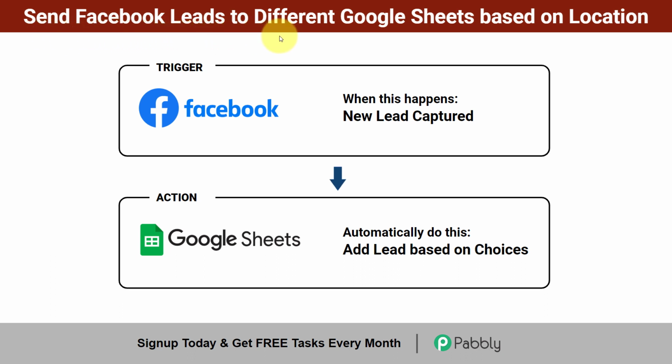How to send Facebook leads to different Google Sheets based on location automatically. So the use case here is I have created multiple spreadsheets in my Google Sheets account, and now whenever a new lead arrives via a Facebook lead ad form, firstly I will check what choice they have selected while submitting the form, and then based on the choice they have selected, I am going to add the lead into that specific Google Sheet. So in this way, I am going to automate the process of adding the Facebook lead ad data to multiple Google Sheets without doing anything manually.